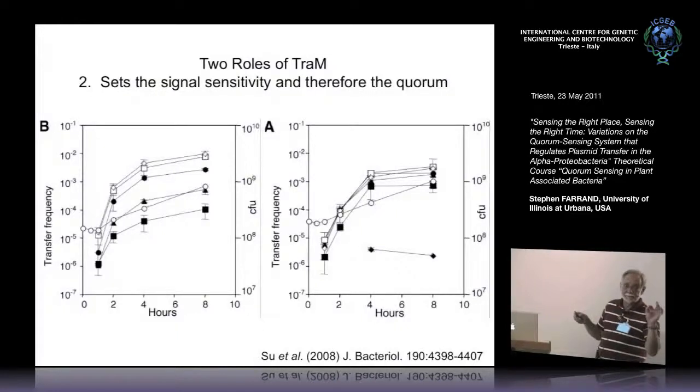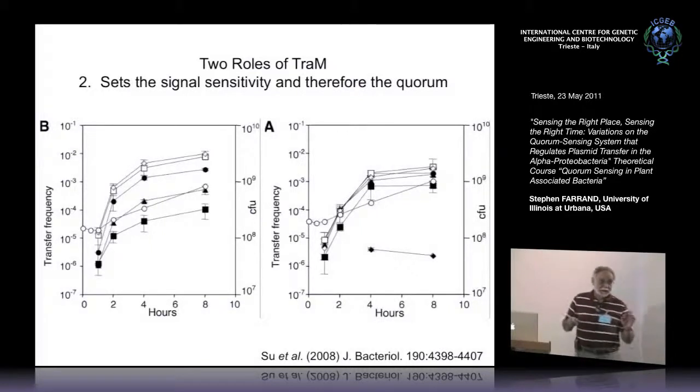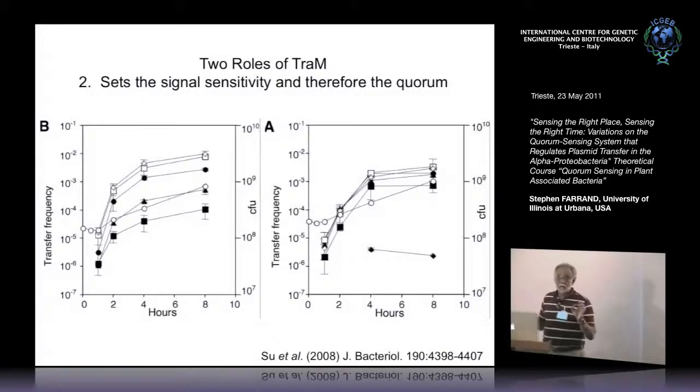This one has Tra-M. However, if we mutate Tra-I and also mutate Tra-M, so we have no Tra-M controlling now, what we see is that we can induce to maximum levels even with very low levels of the acyl homoserine lactone. In addition, this is 10 picomolar autoinducer, and now we can see some of the donors are becoming active. So Tra-M's second job is to set the sensitivity, that is, how much acyl homoserine lactone is needed in order to induce the conjugative transfer system.